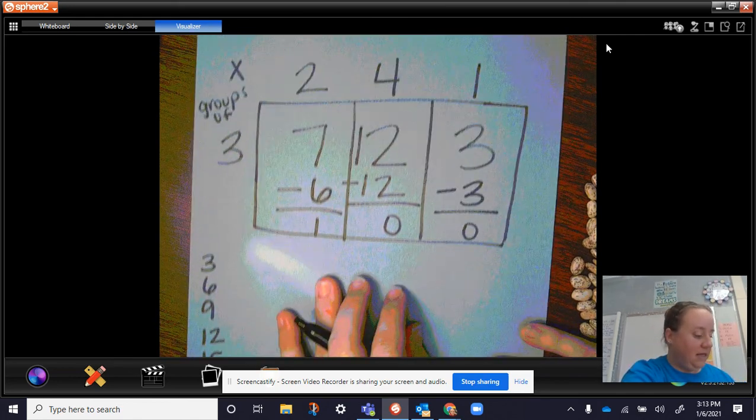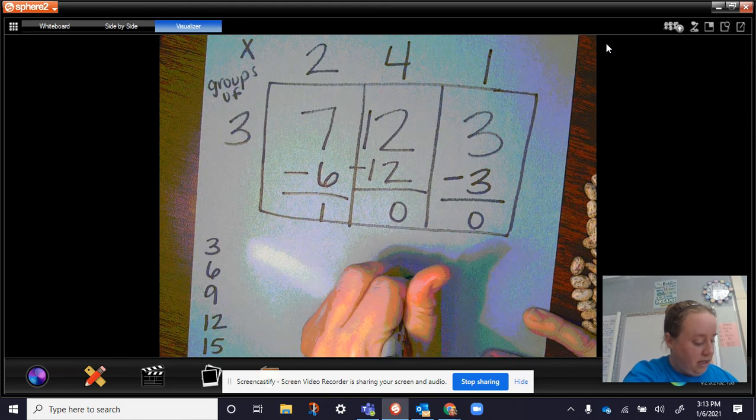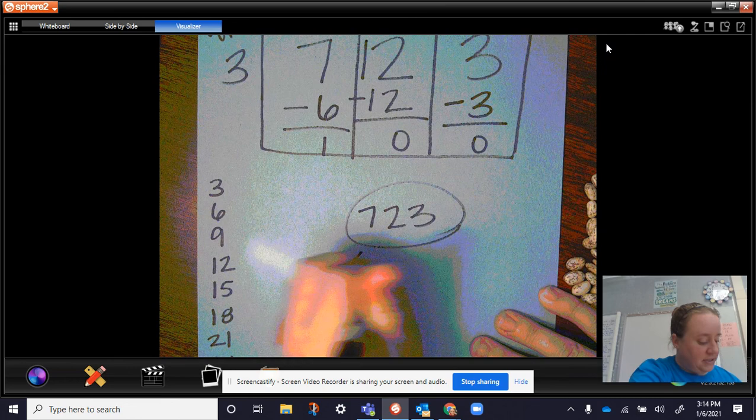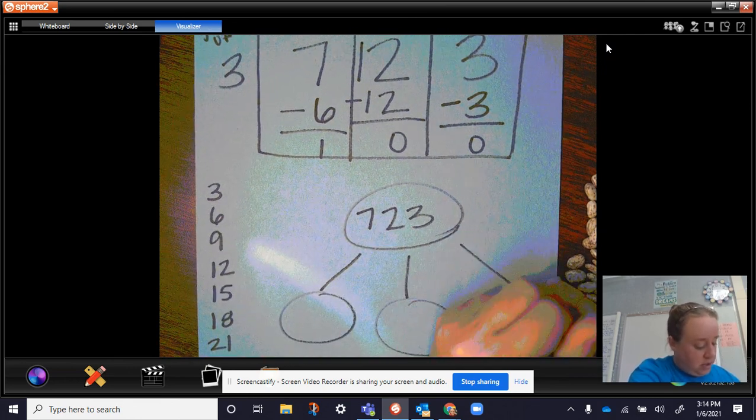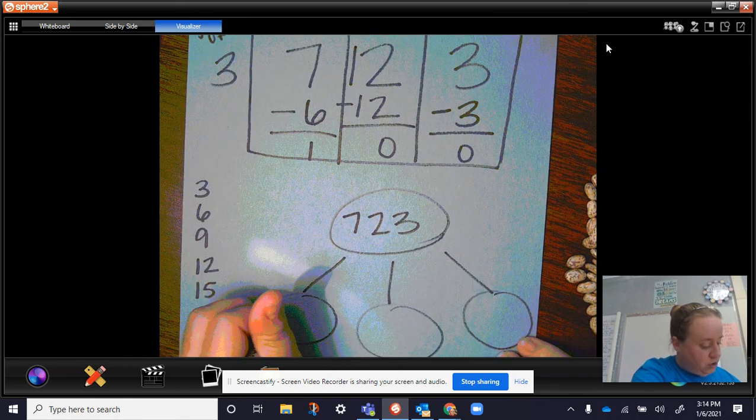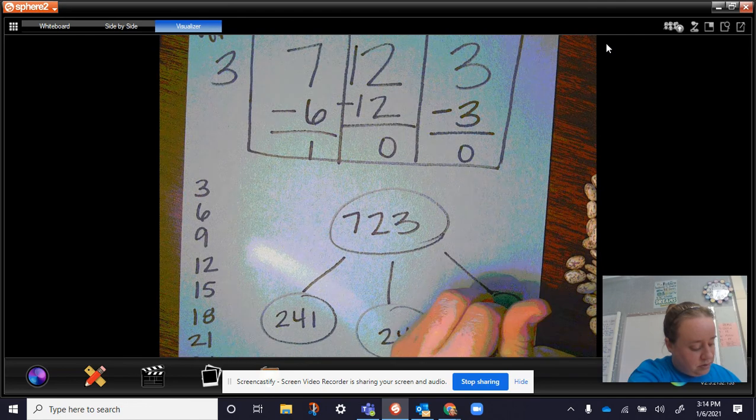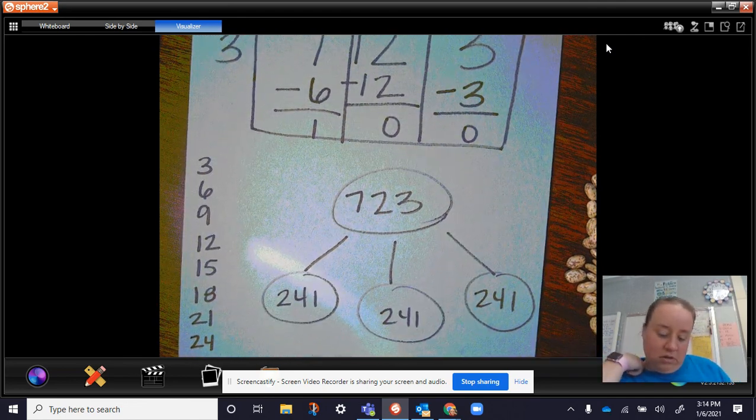241. That means if I have 723, that's my total, I can make 3 different groups, and those groups would each have 241 in each of the groups. That number can be split equally. All right? All right, hope that helps.